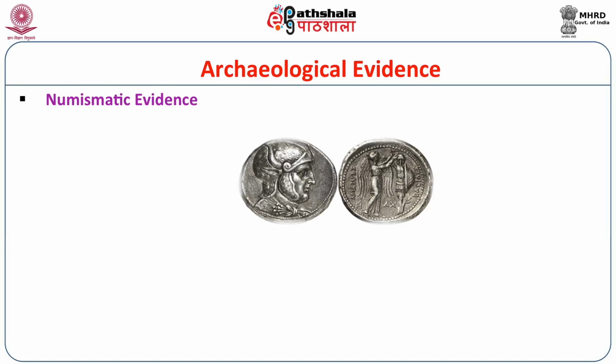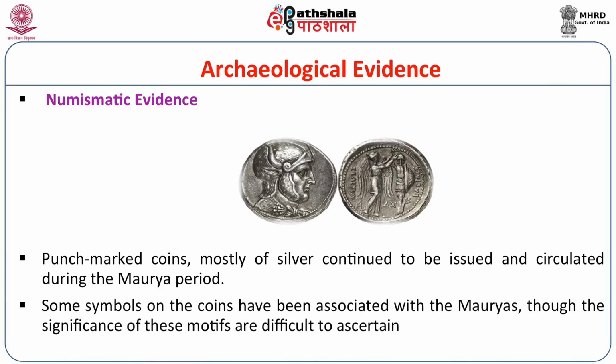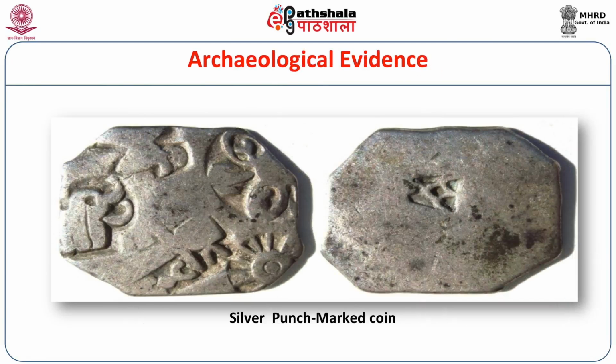Another important archaeological evidence is, of course, numismatic evidence. Punch-marked coins, mostly of silver, continued to be issued and circulated during the Maurya period. Some symbols on the coins have been specifically associated with the Mauryas. These are some of the specimens, some silver punch-marked coins that have been retrieved.